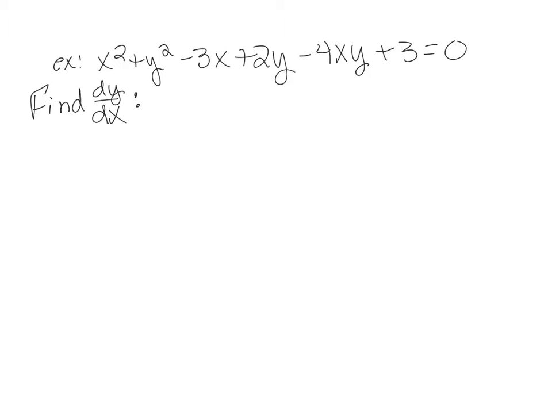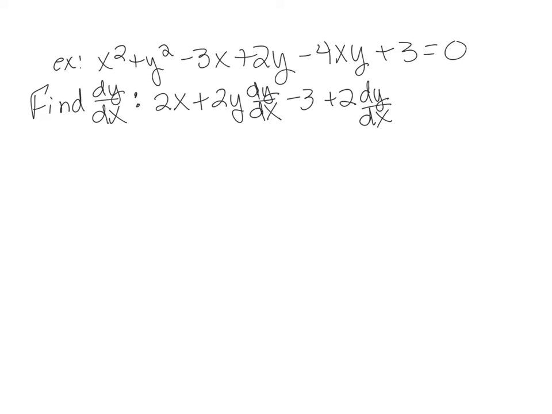Okay, so first things first. The x squared gives me a 2x, y squared gives me 2y, chain rule the dy dx. The next term, minus 3x, gives me a minus 3. The next term, 2y, gives me plus 2, derivative of y.